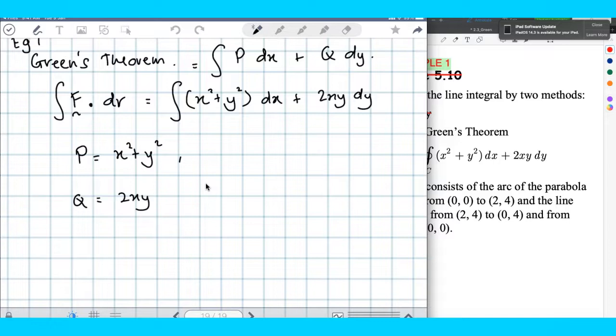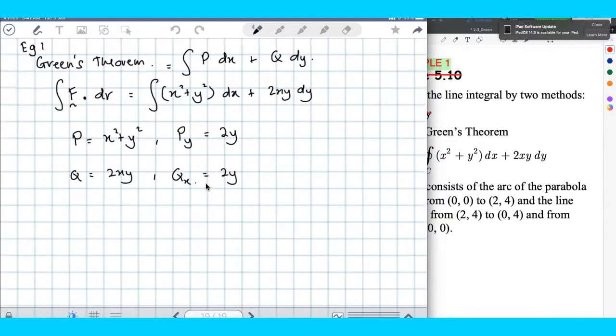So using the formula of Green's theorem, you have to differentiate p with respect to y and differentiate q with respect to x, partially. So py we get 2y, and qx we get 2y.